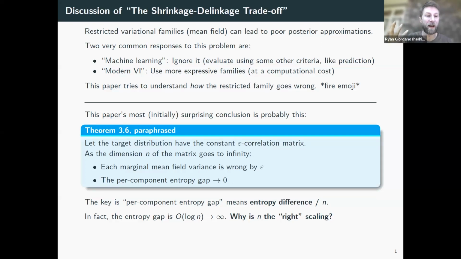So what does this per component entropy gap actually mean? What it means is that when you normalize by n, the number of dimensions, the entropy gap goes to 0. Well, in fact, if you look at the paper, this entropy gap is order log n. So when you divide by n, sure, it goes to 0, but it actually diverges as n goes to infinity. So for this conclusion to be meaningful, you have to make a case that n is the right scaling, right? And maybe you could, but I would argue that it's not as clear, right? That n is the right scaling versus anything else. And in fact, in general, as Charles put very clearly, what we actually care about, at least when we're doing Bayesian inference, are these marginals, right?